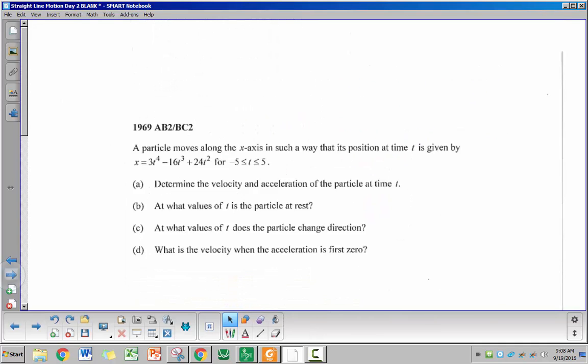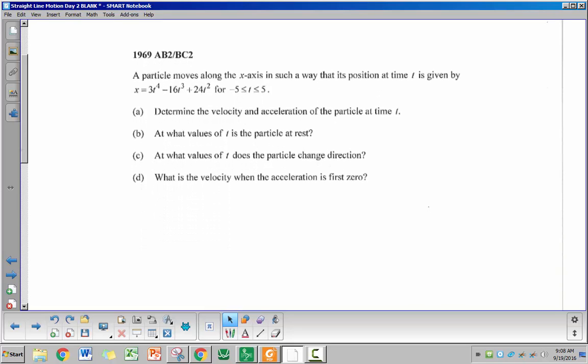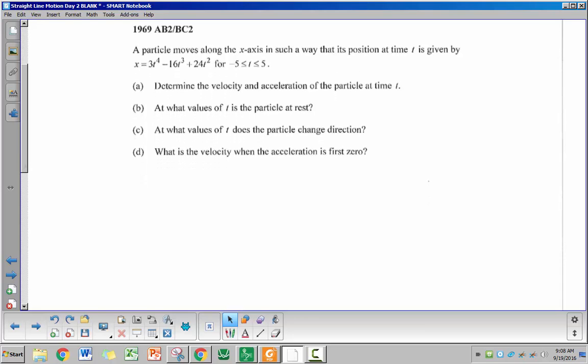I'm going to skip this one because I wanted to do some particle motion of a calculus nature. This is from the 1969 exam. I figured I'd start with the very first one I had, number 2. There are 6 free response questions. Number 2 is one of the not as difficult ones. They did this in 1969 without calculators, and we're going to do it without calculators. Okay, here we go.